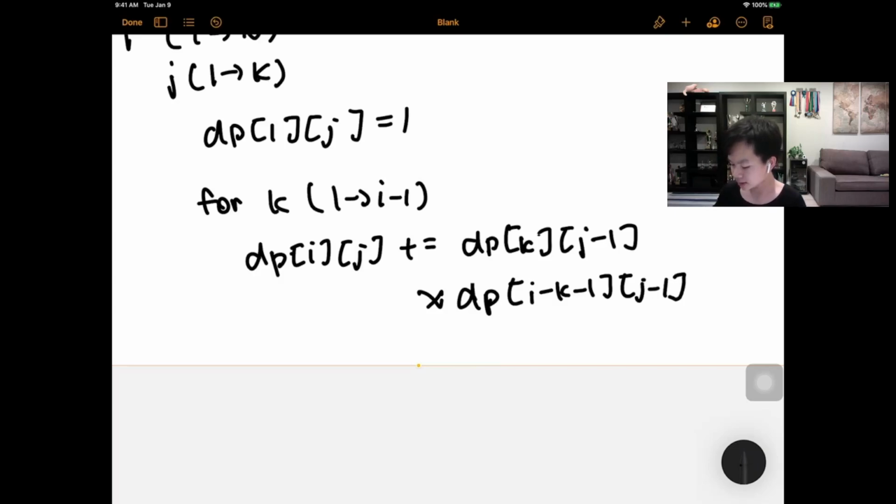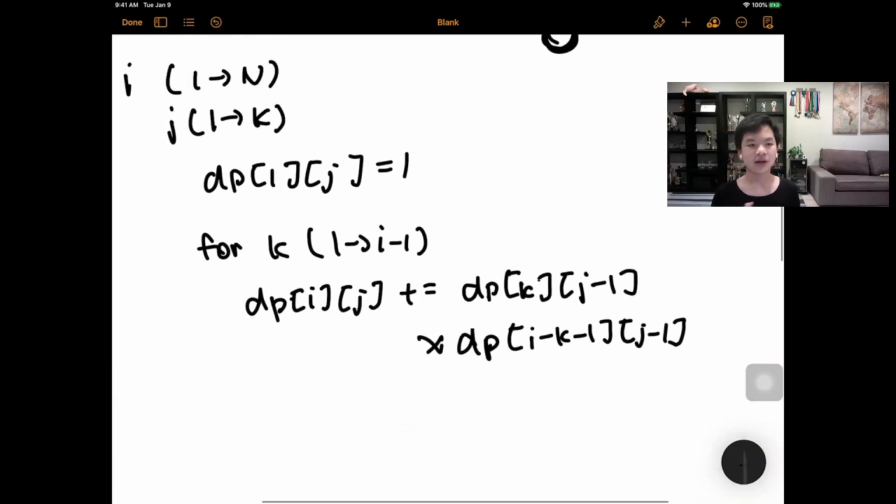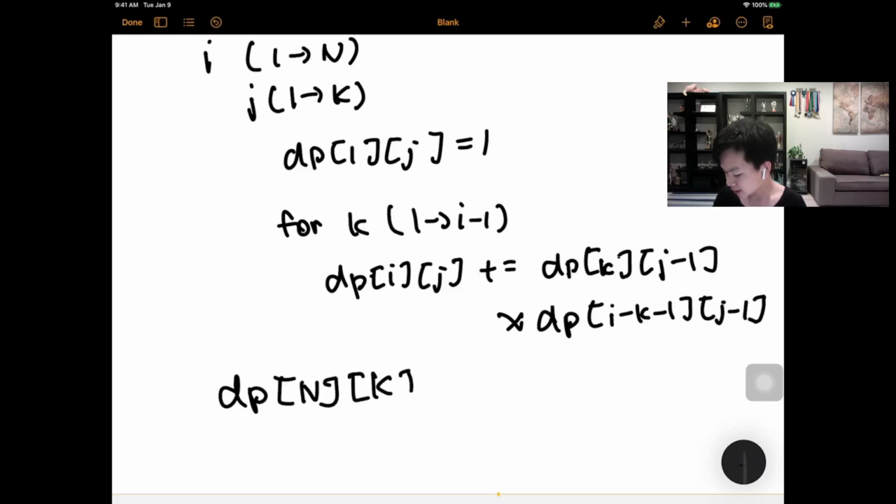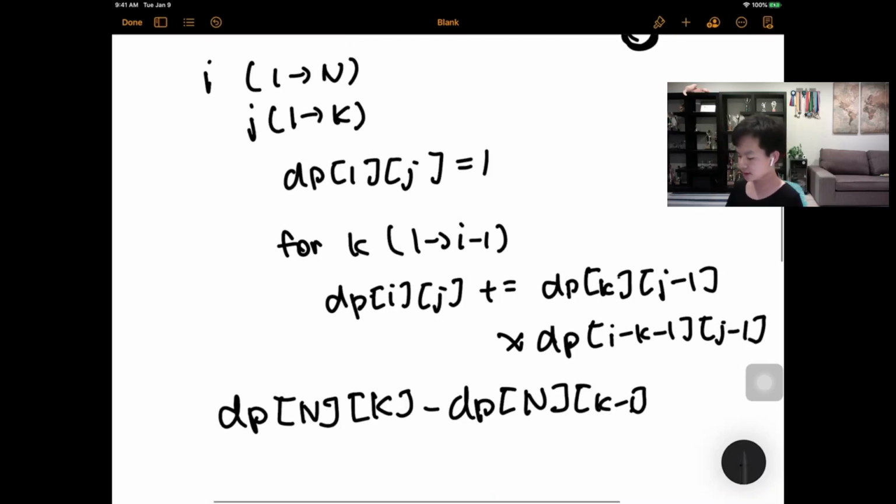Okay, so then now basically after we calculated this, we actually have our prefix sums of the values. So our answer would actually be dp of n, since we're making n nodes, of k, but this would actually include the prefix sums if the depth was from 1 to k. So then you just subtract this by dp of n, k minus 1 to get our answer.